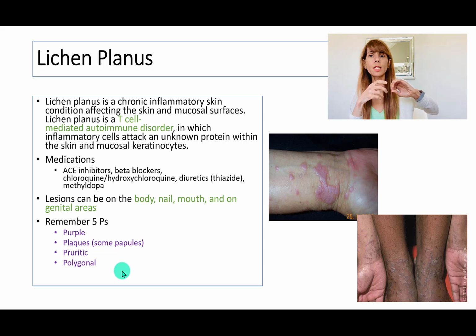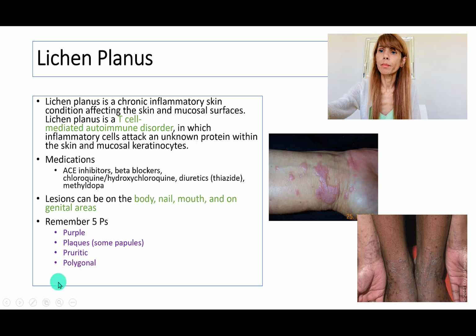Now, what are some of the things that can trigger the development of lichen planus? There are medications that can cause it. For example, ACE inhibitors, methyldopa, and then these lesions are going to be present in all kinds of different parts of the body. So they may be in the nails, mouth, and genital areas as well.